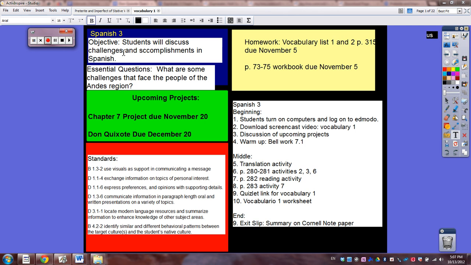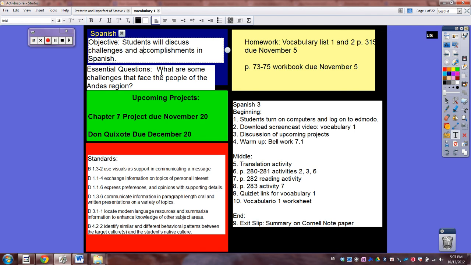Today's objective: students will discuss challenges and accomplishments. I know y'all are going to make fun of me for not having typos. Okay, accomplishments in Spanish. What are some challenges that face the people of the Andes region is your essential question. Make sure you're filling out your Cornell note paper.